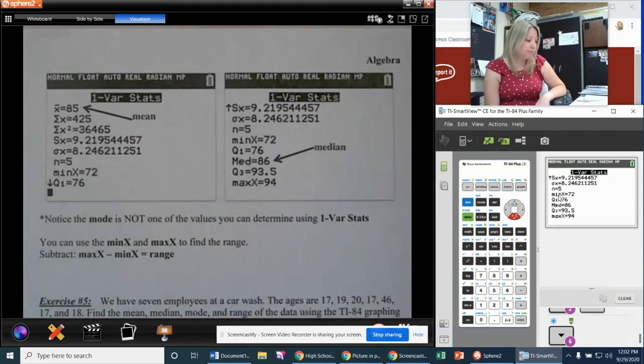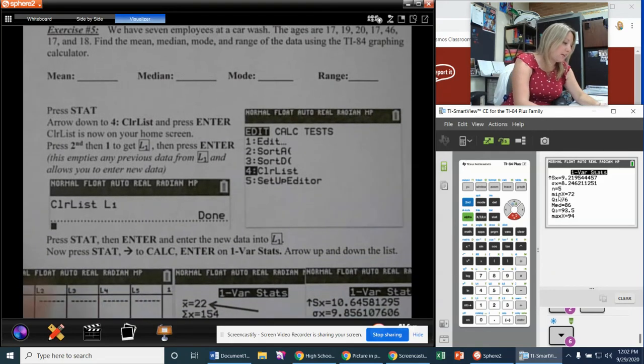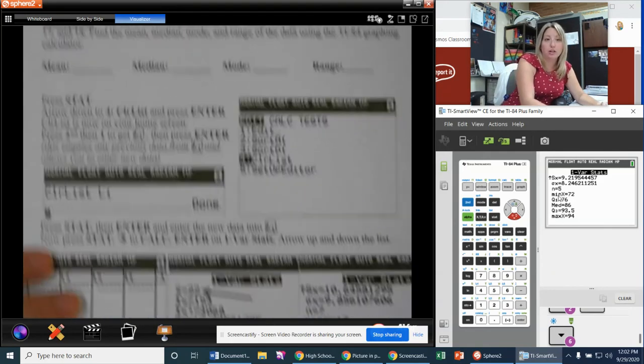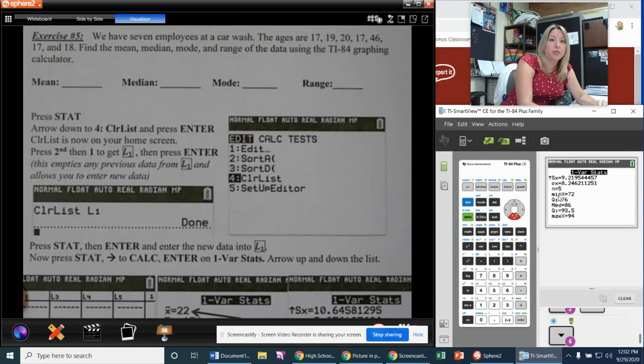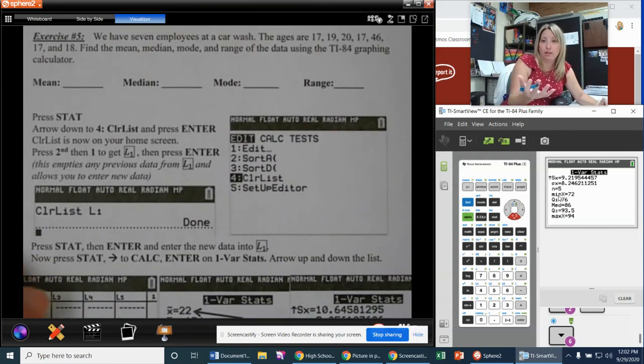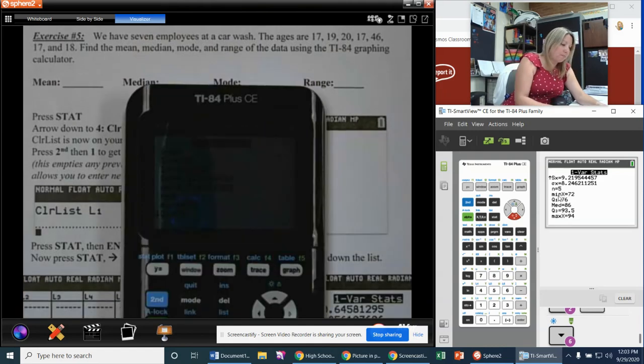Okay. So there we have it. Now let's use the graphing calculator to do exercise 5. And this would be the car washes thing. So what we're going to do is we're just going to get verified that the stuff we found for the car wash was correct. All right.